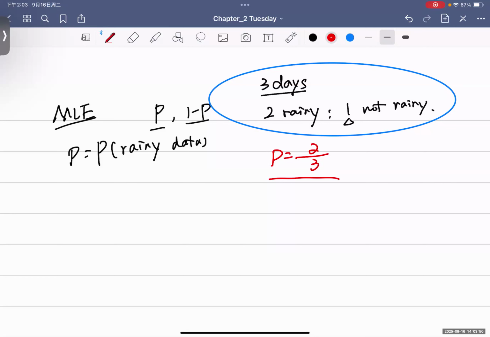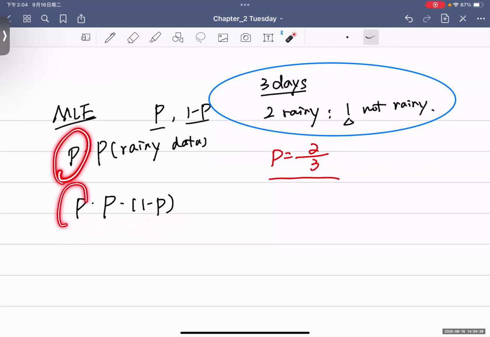But here we will try to use another way to understand how this 2/3 comes to our mind, and why it's the answer. You can see it's just the average, but here we will use another angle to figure out this 2/3. Now, I observe there are 2 raining days and 1 not raining. So in my observation, the first day is raining with probability P, the second day is raining with probability P, and the last day is not raining, with probability 1 minus P.